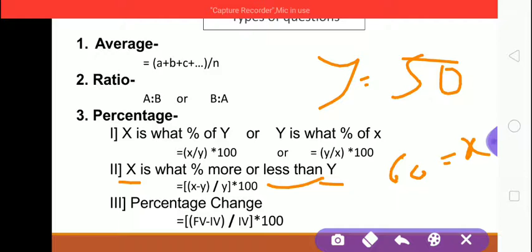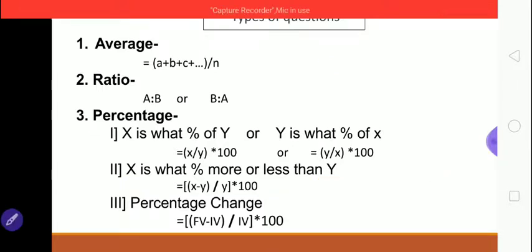If x is less as compared to y, suppose x is 40 and y is 50. If you put the values in this formula, 40 minus 50 divided by 50. So 40 minus 50 is minus 10. Minus 10 divided by 50 into 100 will be minus 20%. So minus 20% represents that x is 20% less than y.